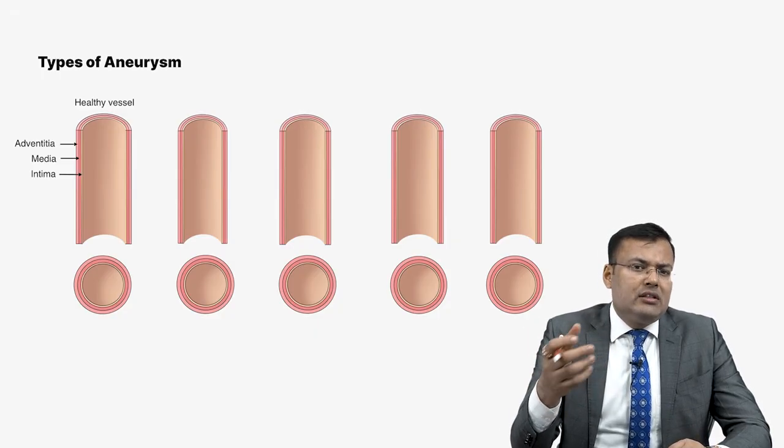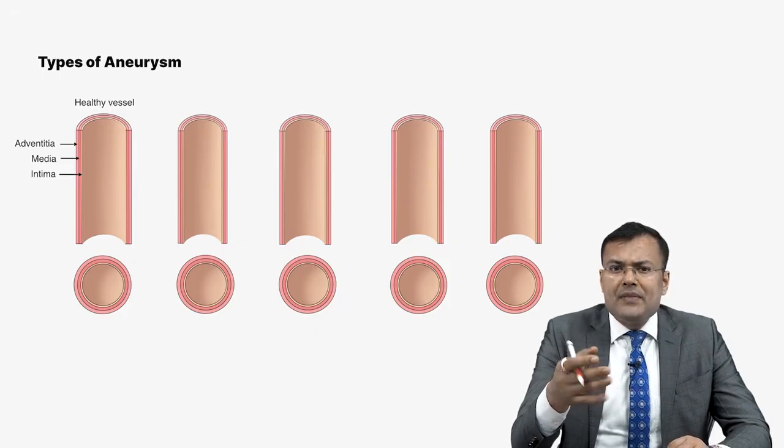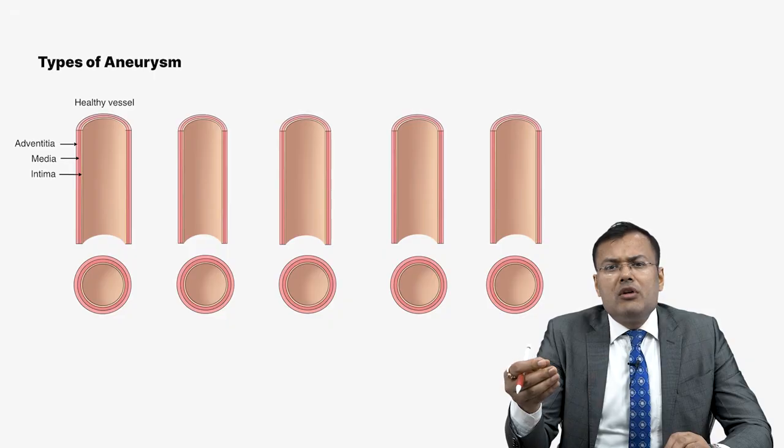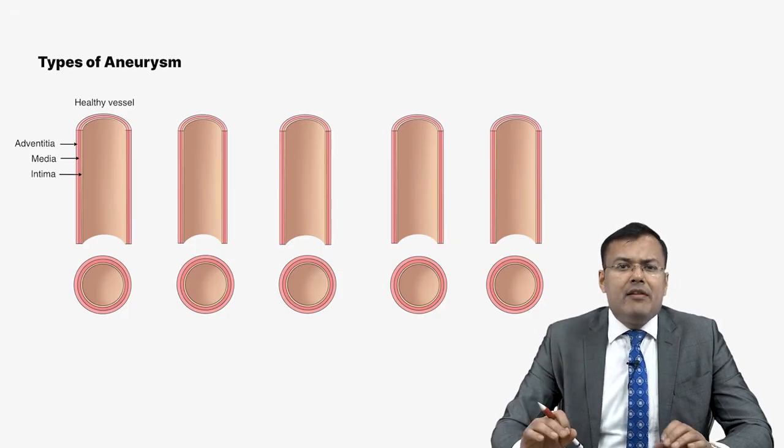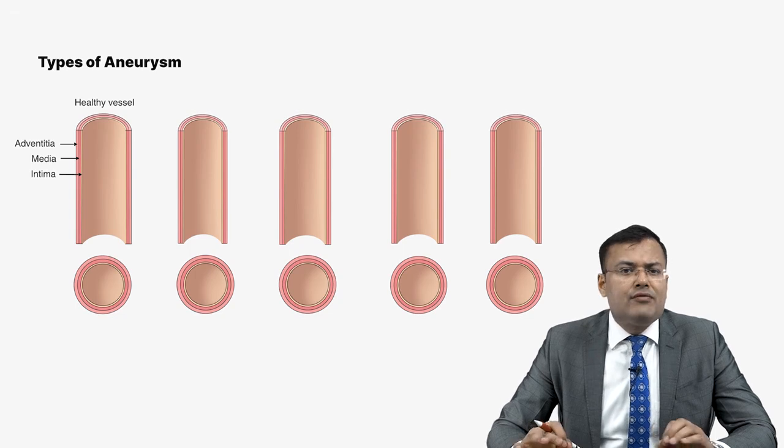So in bowel, when all three layers are involved, it is true diverticula, and false diverticula when all three layers are not involved. Similarly, in aneurysm, when all three layers are involved here, that is true aneurysm, and when all three layers are not involved, that is false aneurysm.